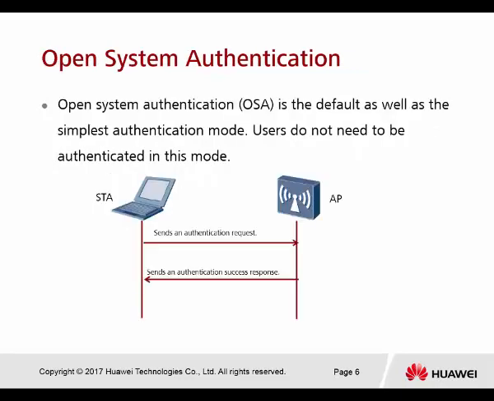The first one is Open System Authentication, OSA. It is the default as well as the simplest authentication mode. Users do not need to do any authentication in this mode. Like right now, the STA wants to associate with the AP, so we just click on the SSID on our laptop. You send the authentication directly and associate with the AP directly, without any authentication.